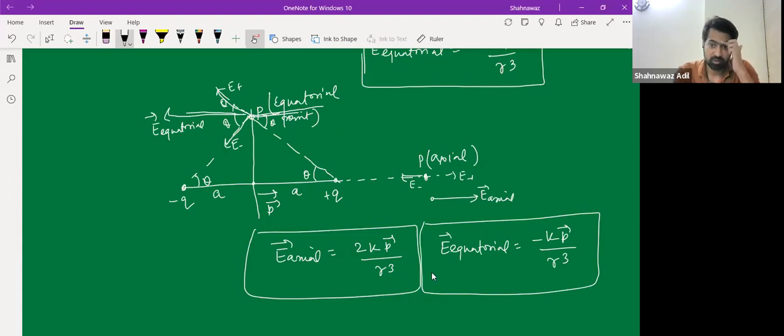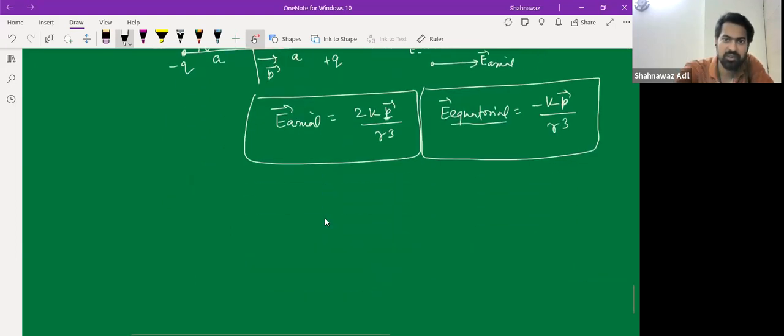Yes, sir. So we see that for the axial case, the field was in the direction of the dipole moment. And for the equatorial case, this was against the direction of the dipole moment, right? Yes. And then we saw that the magnitude of E.